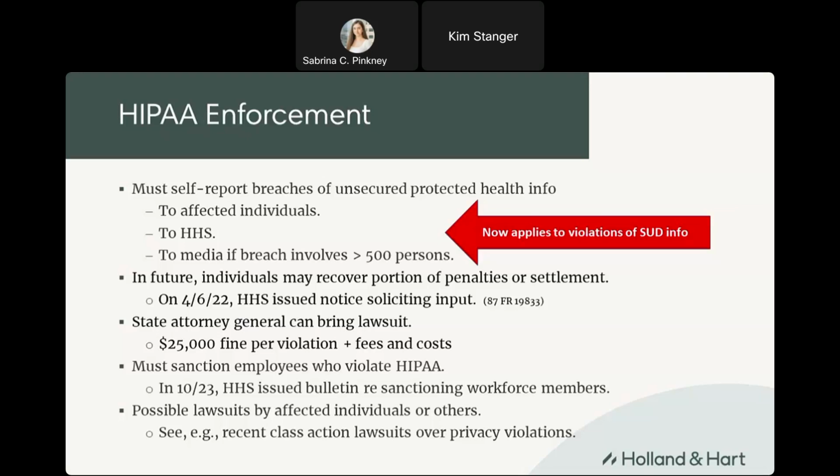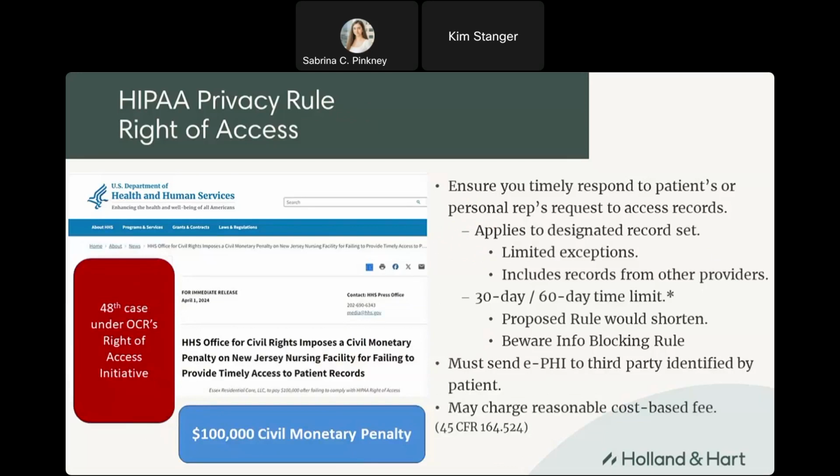And if nothing else, you've got to be concerned about possible lawsuits by affected individuals or others for HIPAA violations. Now, there is no private cause of action under HIPAA, but that does not mean that creative plaintiffs' lawyers cannot use HIPAA as essentially the standard of care or use it as a basis for asserting claims under state law. All right, let's talk just about a couple of those issues.